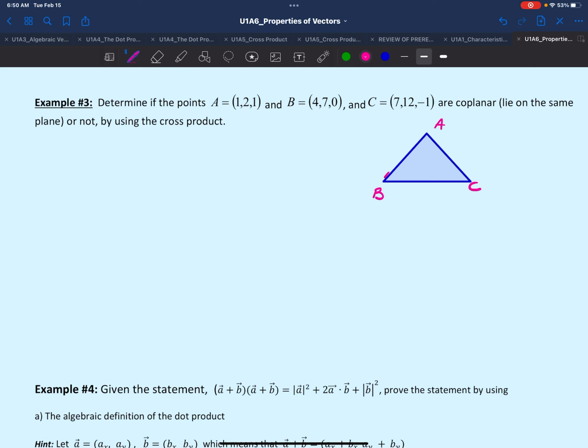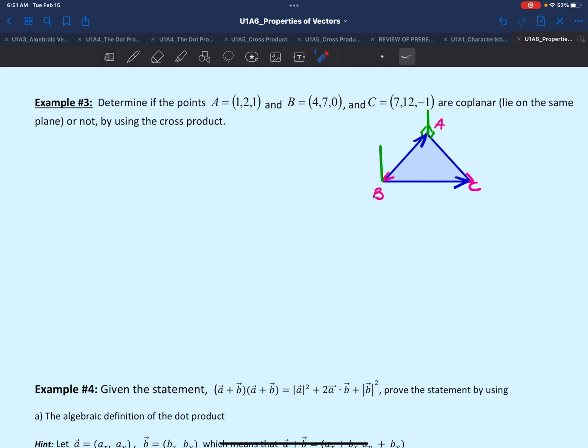Now remember that if you cross product vectors AB and AC, then you would get a vector perpendicular to both of them, to AB and AC. So you will see a 90-degree angle in here. Now, if you had to cross product vectors BC and BA, you would also get a vector that is perpendicular to both BA and BC. So if these 3 points lie on the same plane, that means that these two vectors must be parallel to each other.